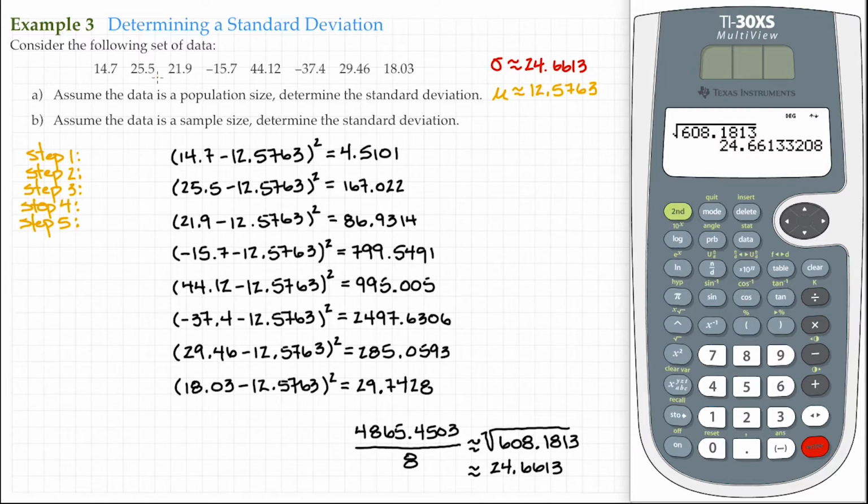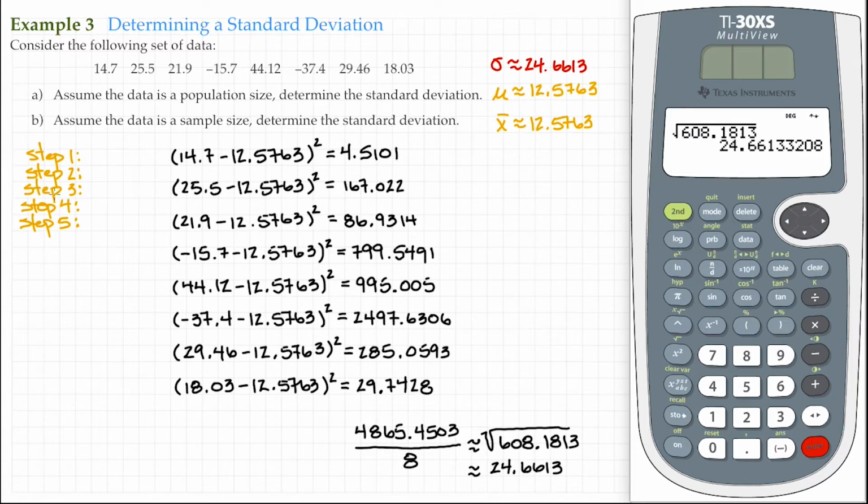Except we label the mean for a sample as X bar. That's the symbol for the mean of a sample. That way we can distinguish it from when the mean is of a population. It's still the same value, it's still 12.5763. It's still calculated the exact same way, except this tells us that we're talking about a sample, and mu tells us that we're talking about a population.